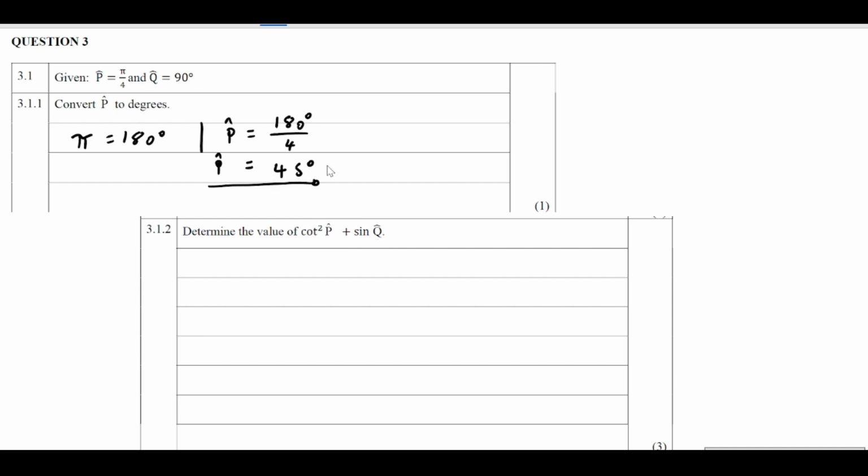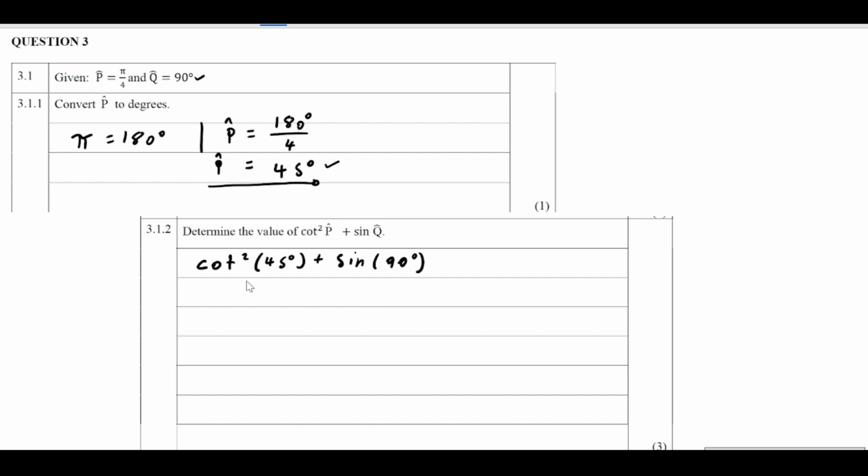So we have converted the angle P. What we're going to do here, we're going to substitute everything in degrees. So we're going to say cot squared of angle P is 45 degrees, we have converted that one, plus the sine of angle Q. Angle Q is there, it's 90 degrees. So you put a 90 degrees there.